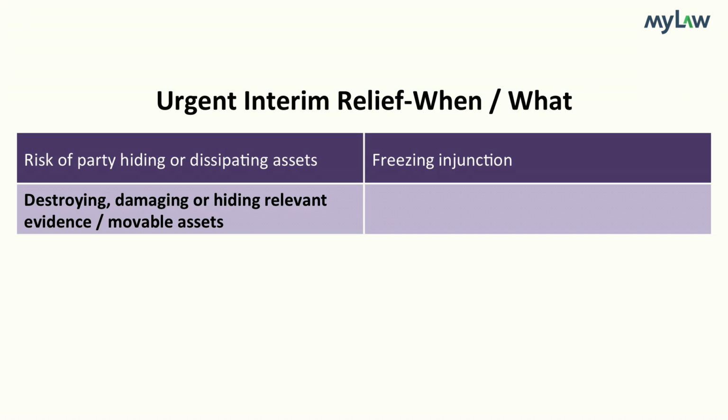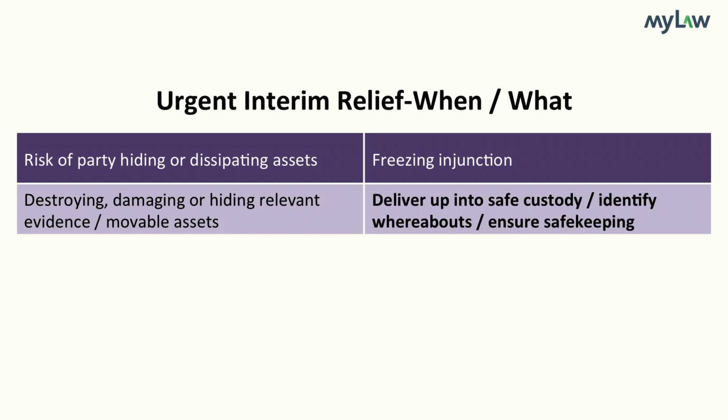Next, you may believe that your opponent possesses evidence which is relevant to the dispute, but that this evidence is likely to be destroyed, damaged, or lost. Sometimes, you may also believe that the relevant evidence may be with third parties, which your opponent may attempt to destroy. Here you want an order that protects the evidence. For example, you may seek an order requiring the evidence to be produced or delivered into safe custody, or an order requiring your opponent to identify its whereabouts and ensure its safekeeping.